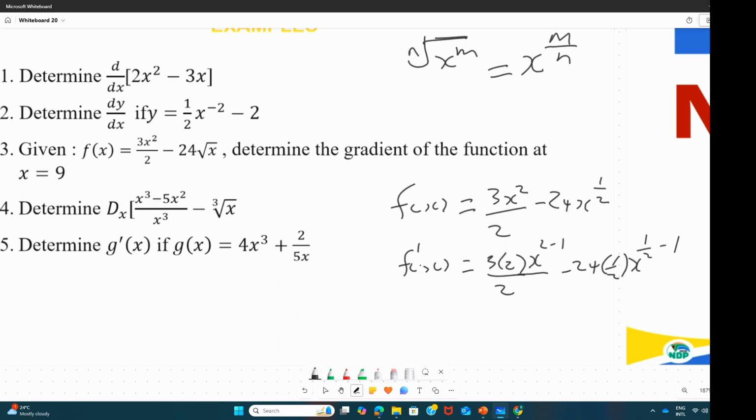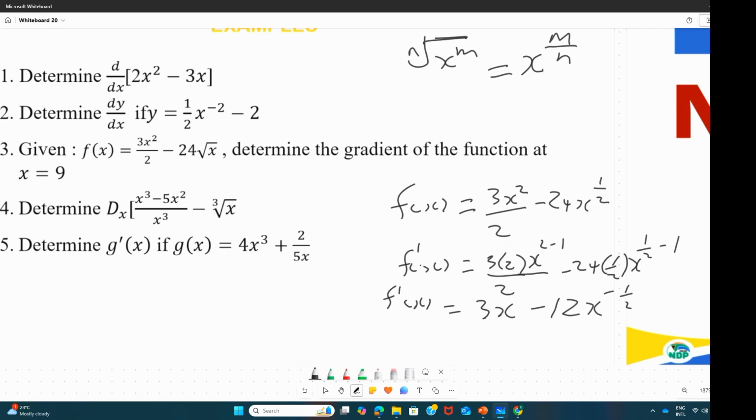Yes, then you go on, f prime of x is equals to 3 times 2 is 6. And then 6 divided by 2 is 3. So you get 3x. 2 minus 1 is a 1. We don't write that exponent when it's 1. Then what is a half of negative 24? It's negative 12. And then x to the power half minus 1 will be negative half.